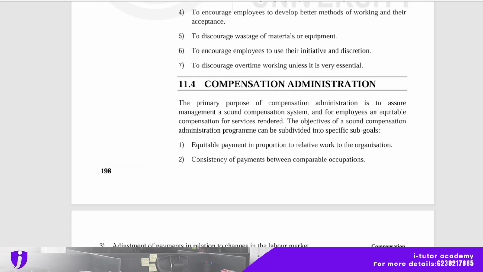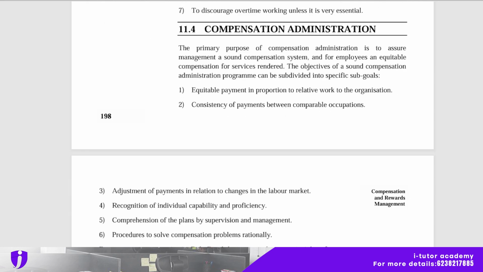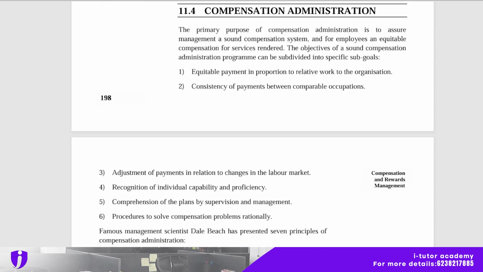And next is compensation administration. Compensation administration is the primary purpose of compensation. The primary purpose of a sound compensation system is equitable compensation for employees for services rendered. The objective of a sound compensation administration program can be subdivided into specific sub-goals.